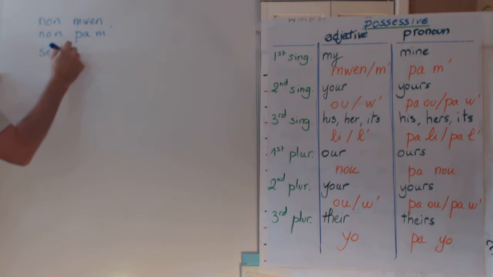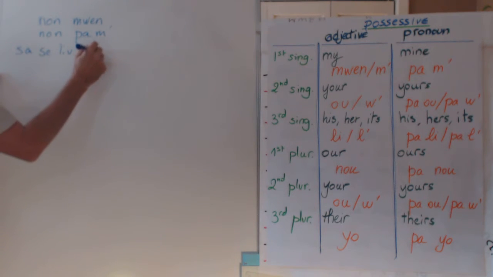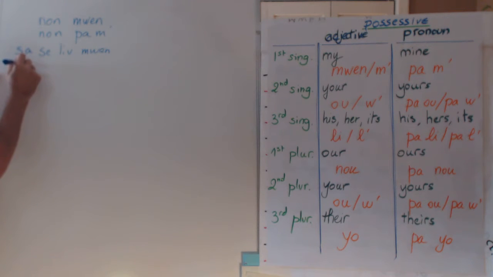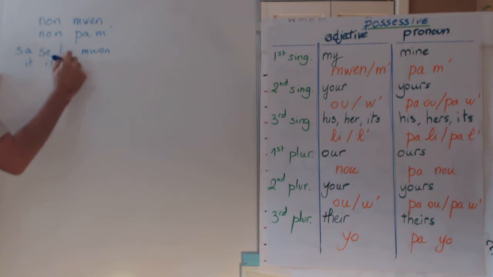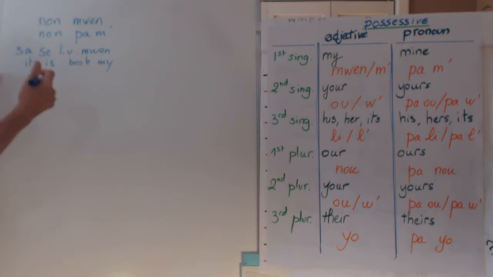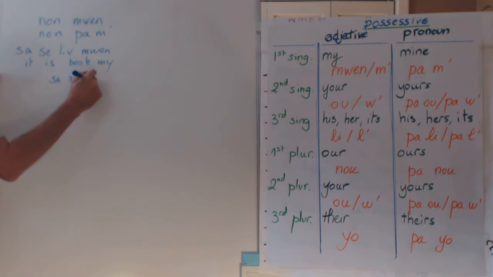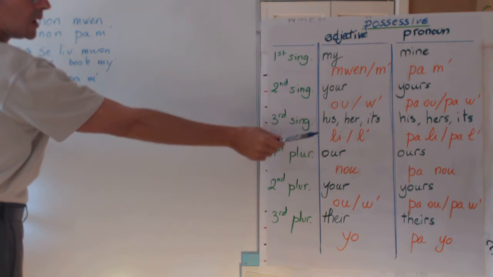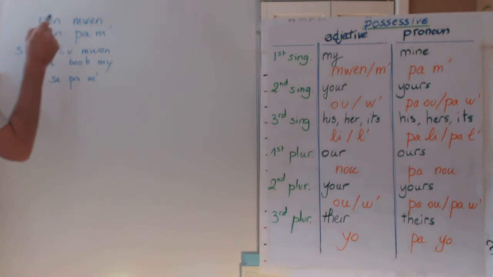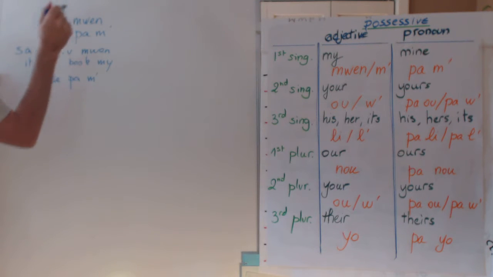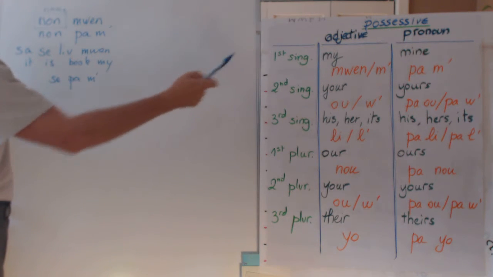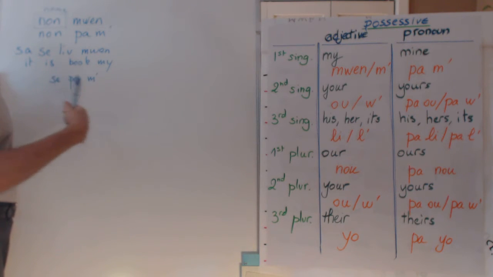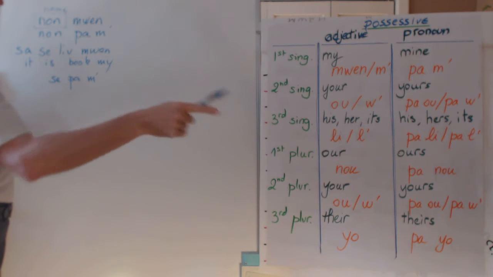c'est livre-moi. Ça, c'est livre-moi. It is book my. It is my book. And we want to say it's mine. C'est pam. You see? So we can express possession with moi, ou, li, nou, ou, yo after the noun, right? You have name, me, so my name. Or we can say it's mine, it's yours, it's his, it's hers, it's ours, it's yours, it's theirs.